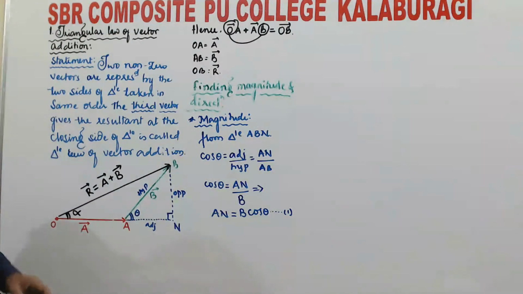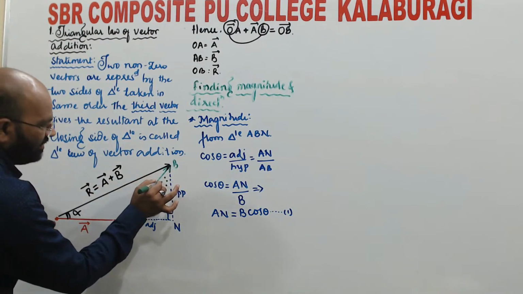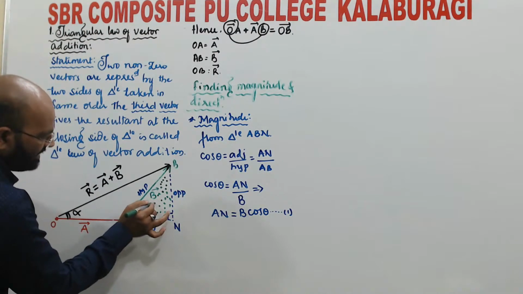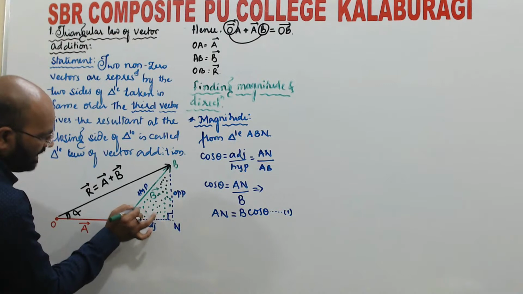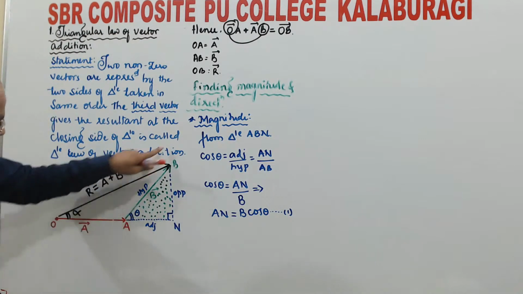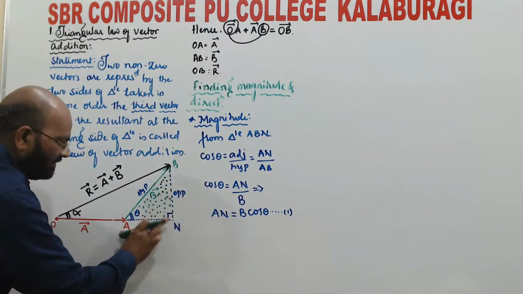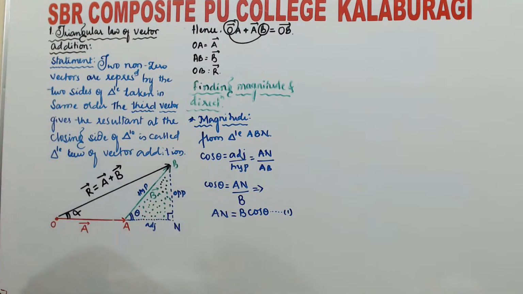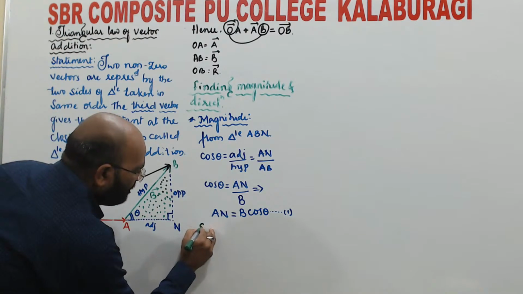Remember, here we considered this triangle. Only the shaded part of the triangle is considered over here, A, B, N. AN is equal to this part. AN is equal to B cos theta. Similarly, we go with sin theta.